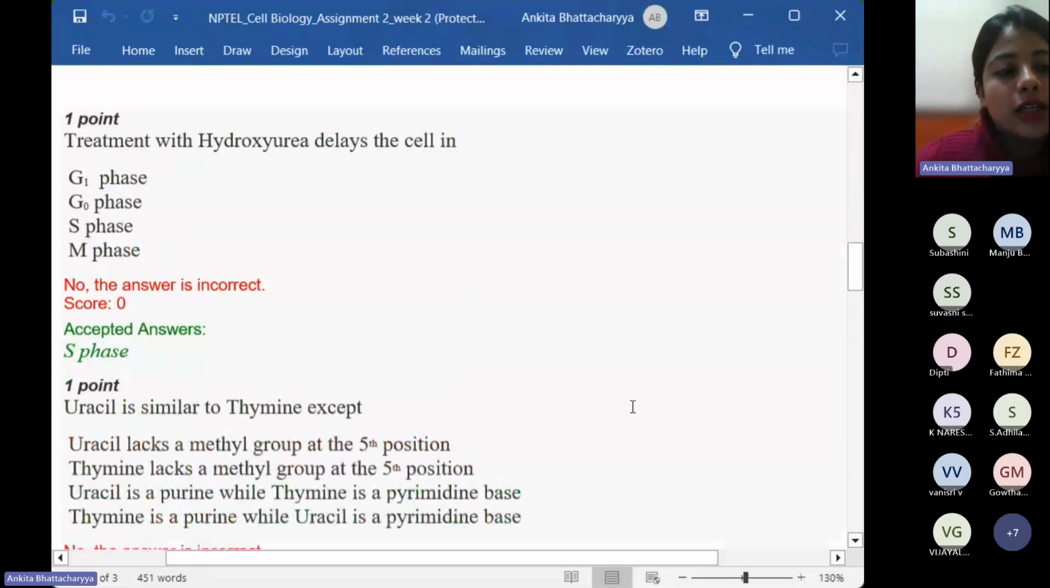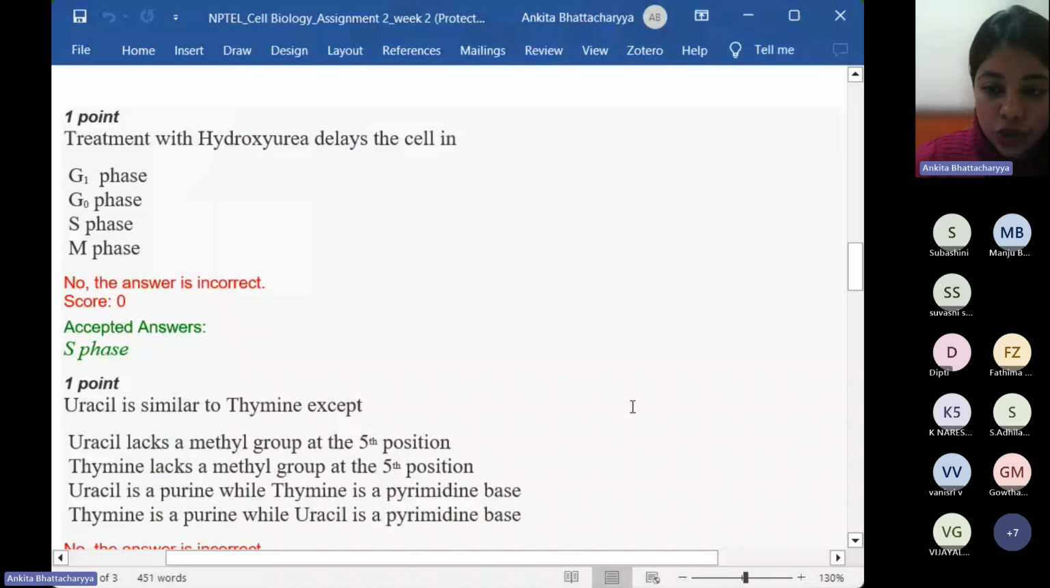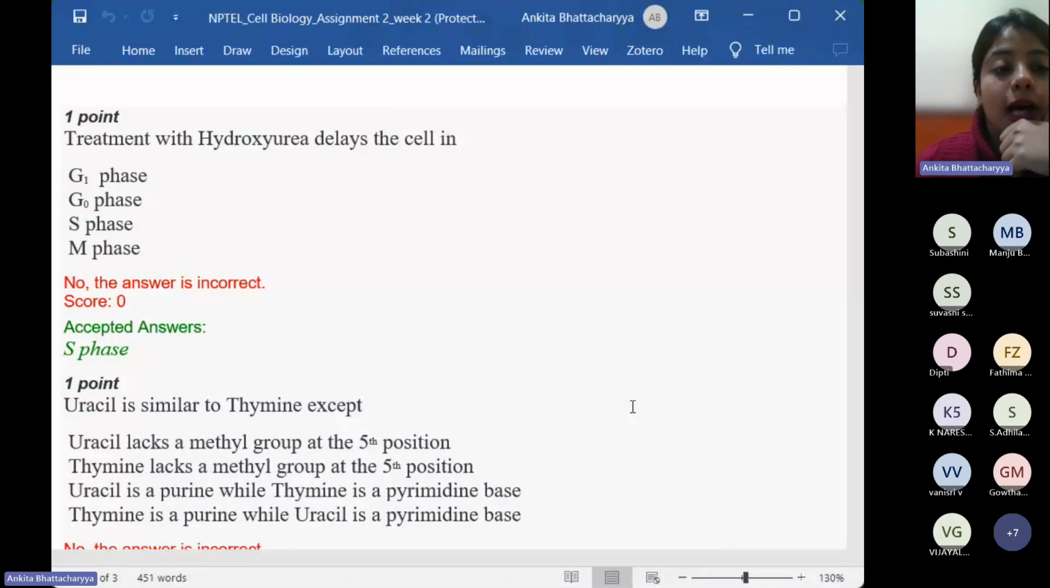After that, treatment with hydroxyurea, HU. If you remember, this was part of an experiment in the video lectures by Dr. Lalorea. So hydroxyurea treatment delays the cell in which of these phases? G1, G0, S phase or M phase. Again, this was something that was directly part of the lectures. So it is delaying or prolonging the S phase. It inhibits the cells from proceeding further, and it is stretching the S phase in cells which have undergone hydroxyurea treatment.